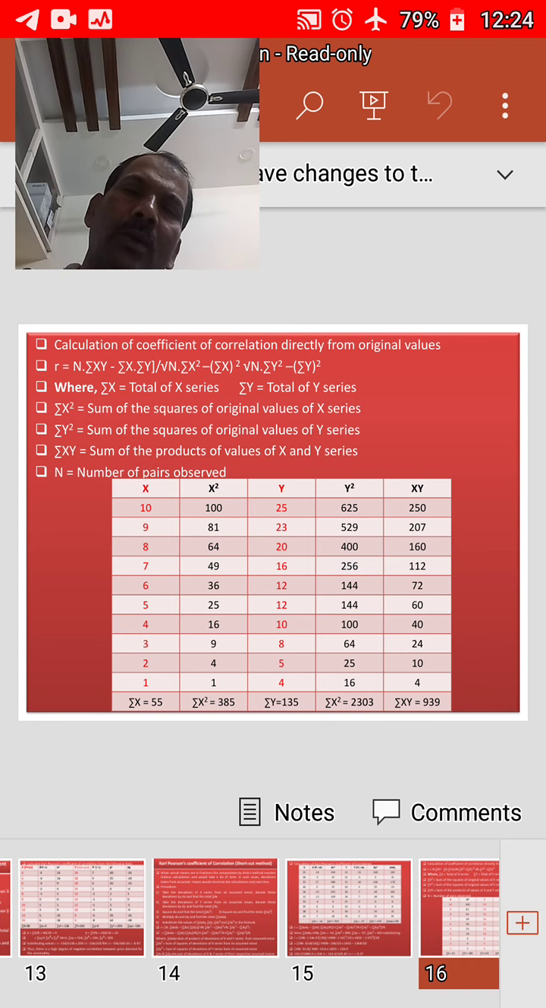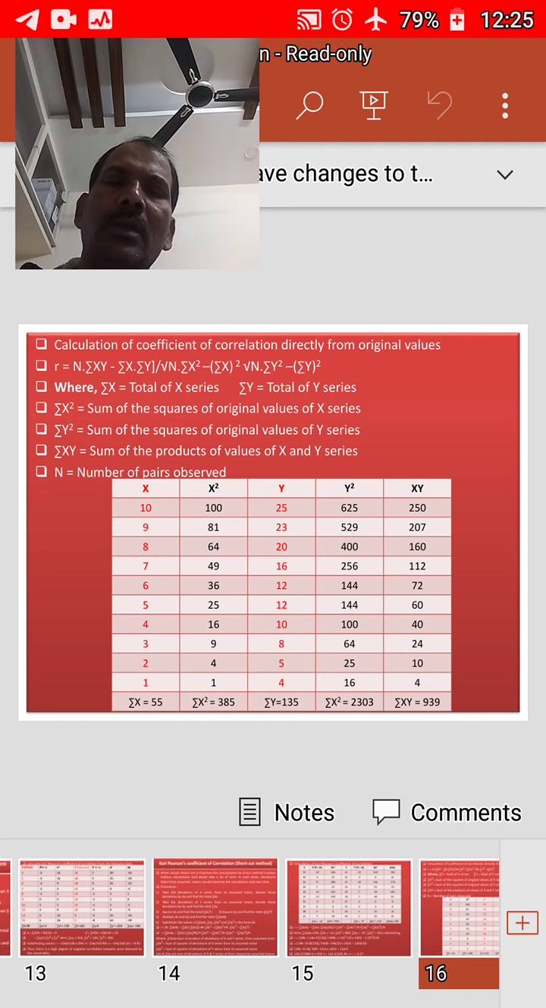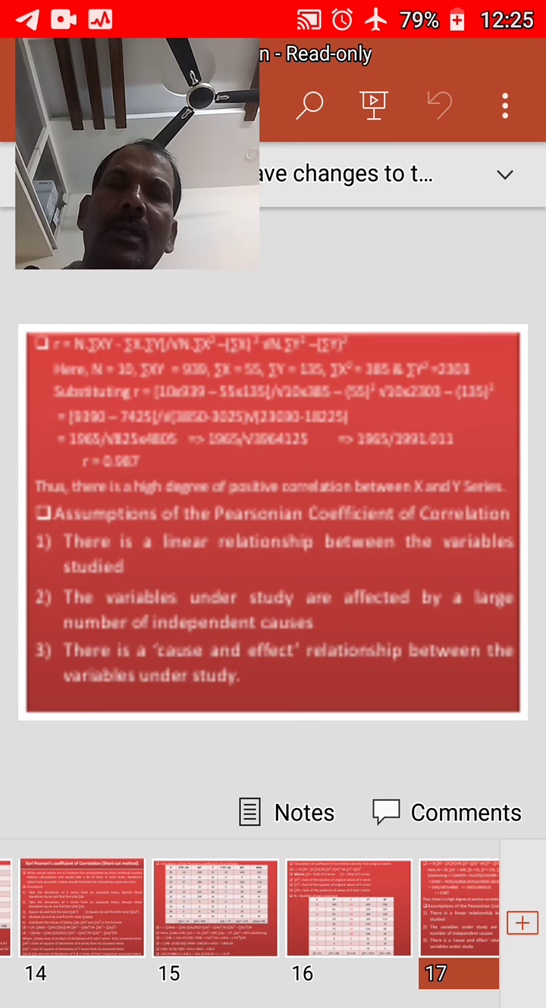Now we need to find the product of x and y series values. The products are 10 into 25, that is 250, 9 into 20, that is 180, 8 into 20, that is 160, 7 into 16, that is 112, 6 into 12, that is 72, 5 into 12, that is 60, 4 into 10, 40, 3 into 8, 24, 2 into 5, 10, and 1 into 4, that is 4. We got all the values, and now we need to substitute them in the given formula.